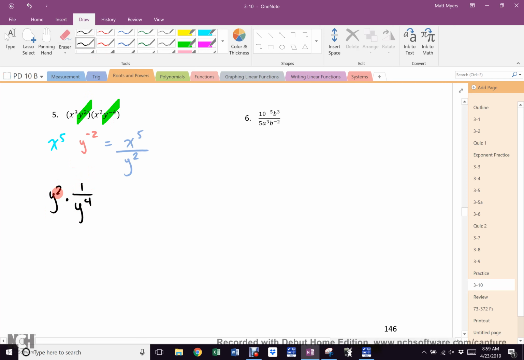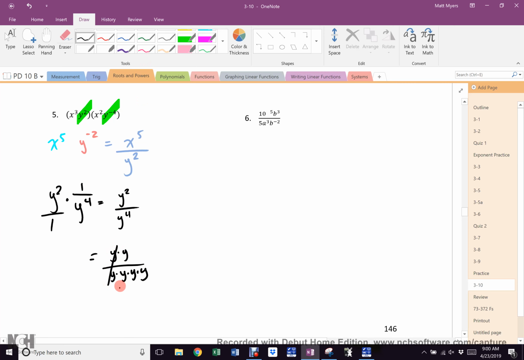Okay. What's y squared times 1? Because y squared is really over 1, right? What is y squared times 1? Y squared. What is 1 times y to the 4th? Y to the 4th. What is this really? Y times y, yes? What is this really? Y over y, gone. Y over y, gone. What's left? Y to the 2 in a denominator. Okay?